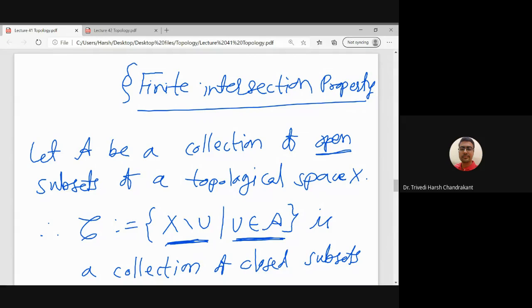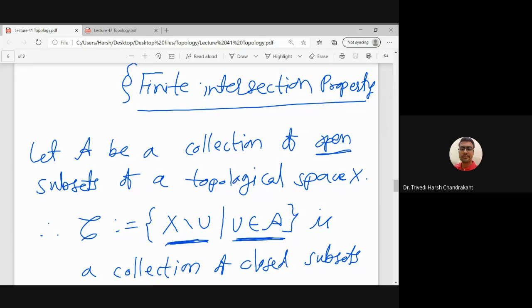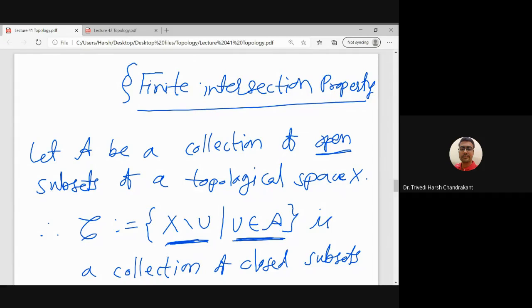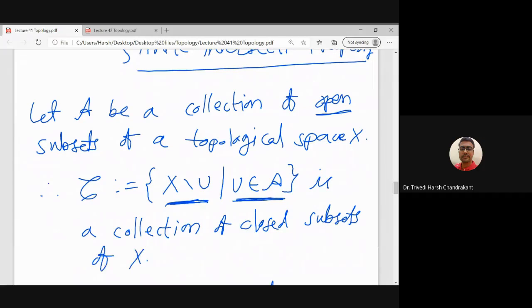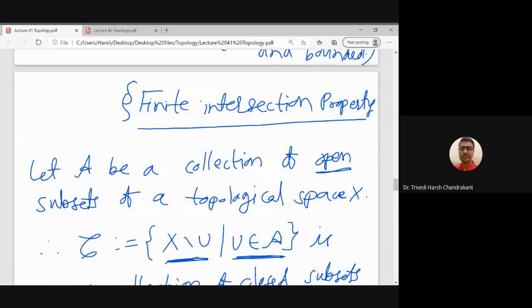In the last lecture, we discussed some special property related to compactness. So that is the finite intersection property. It says that whenever we have a collection of open sets, which is not necessarily the collection of all open subsets of X, but a sub collection of open subsets of X, which is given, we find the corresponding collection of closed subsets by taking the complement of each element of A.